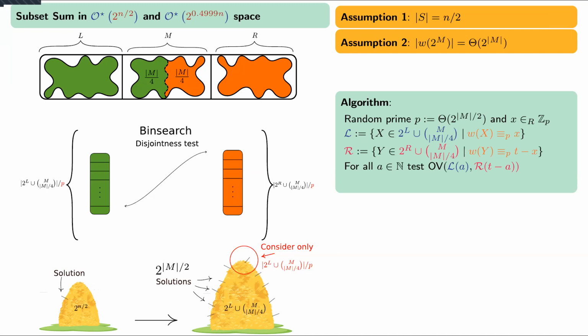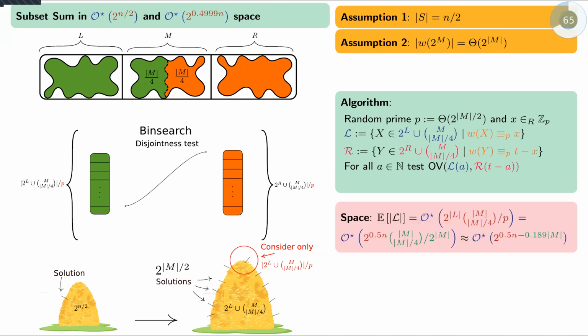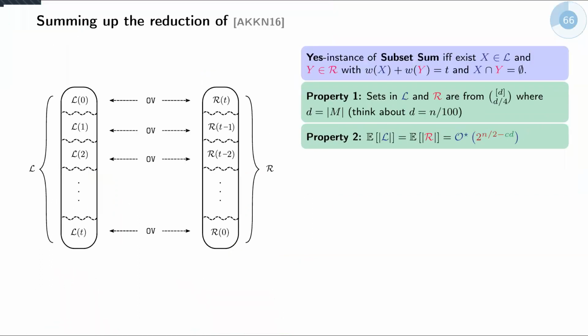And then again, we are going to do this orthogonal vectors procedure to find the disjoint sets. And the nice thing about this is that the size of this calligraphic L set is smaller than 2 to the n half. So it's 2 to the n half minus some constant times the size of capital M. And yeah, that concludes the reduction of Austrian et al.